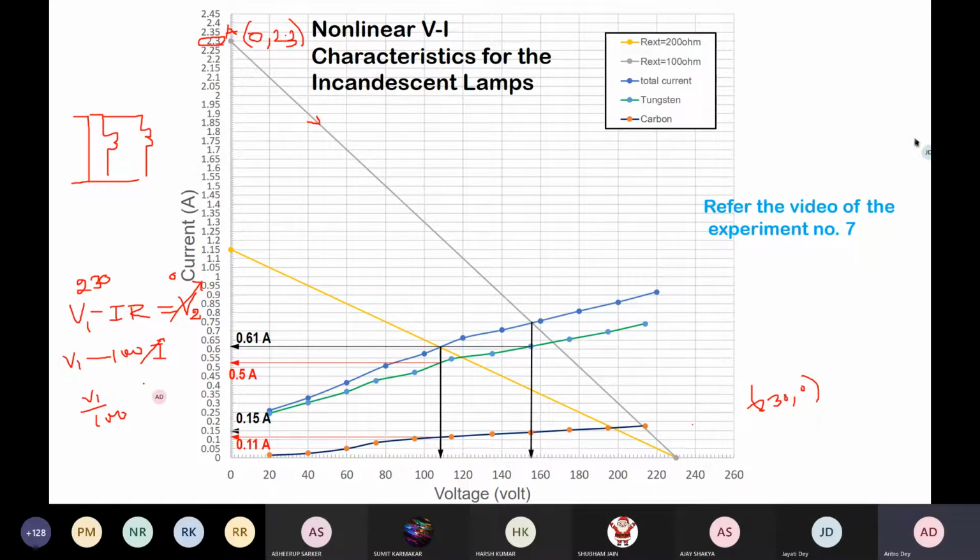So that is why you are getting this, because of this drop in the load you are getting characteristics like this. This is called load characteristics.